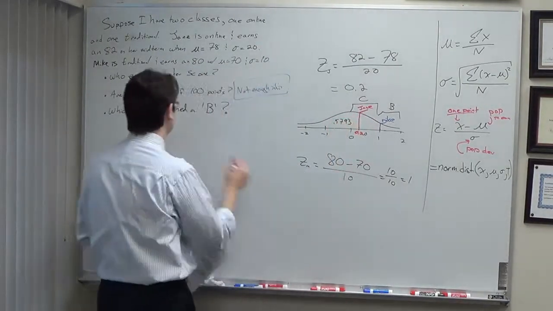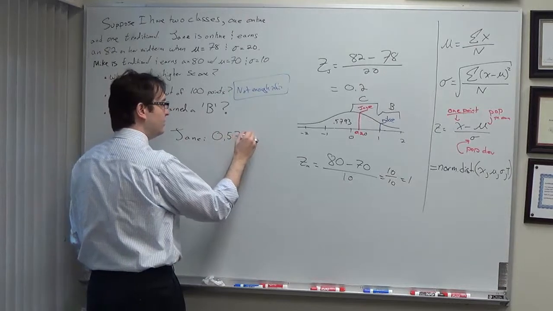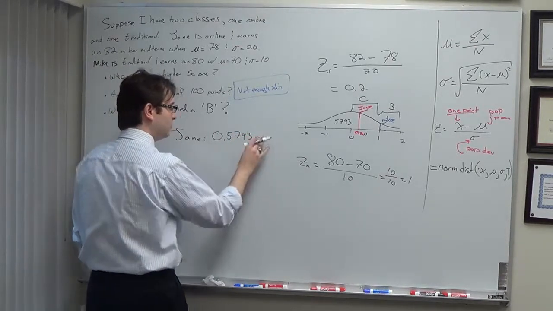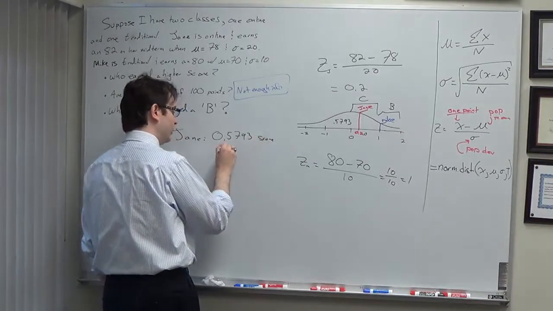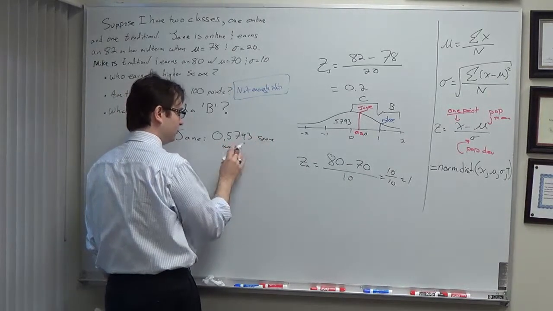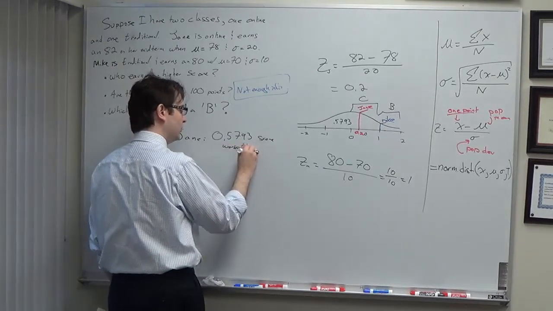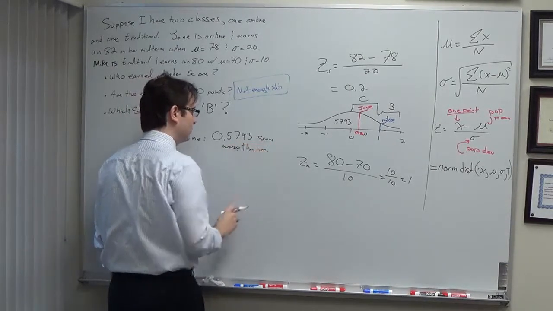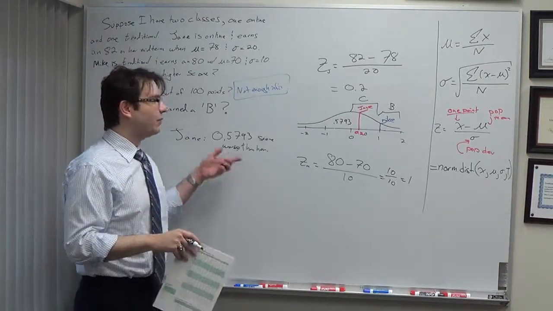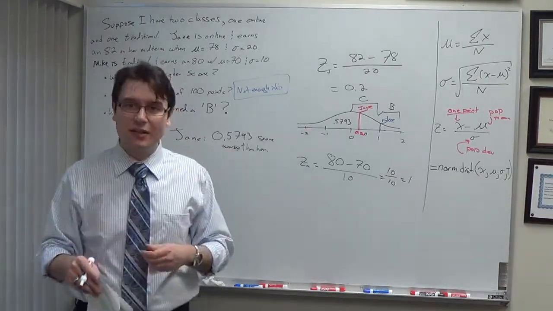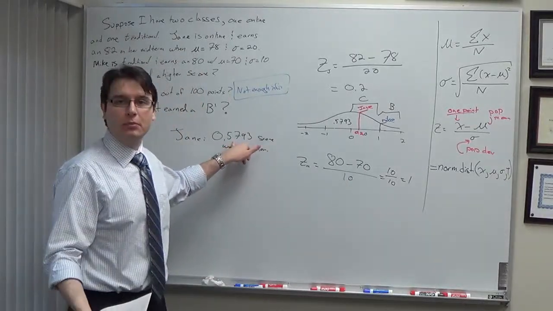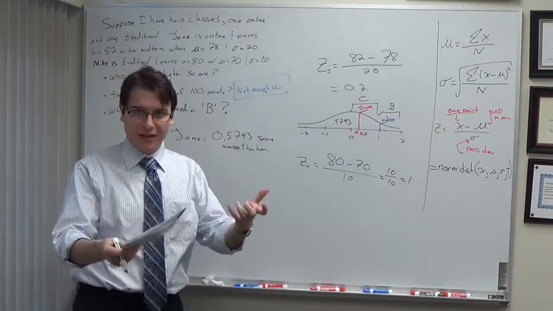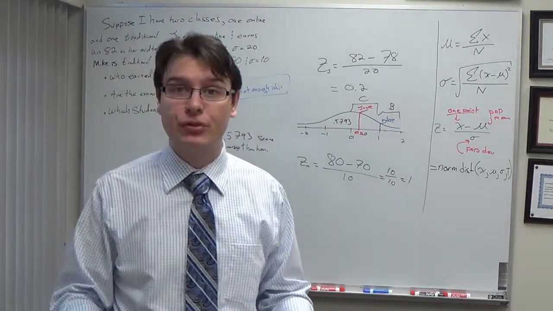So for Jane, 0.5793 of people score worse than her. Well, that kind of again supports this idea of a C. She's a little better than about half of the people. She's average. She's in that middle category, that middle territory.